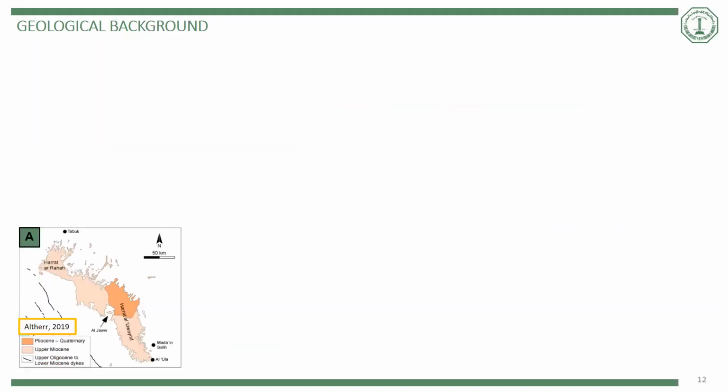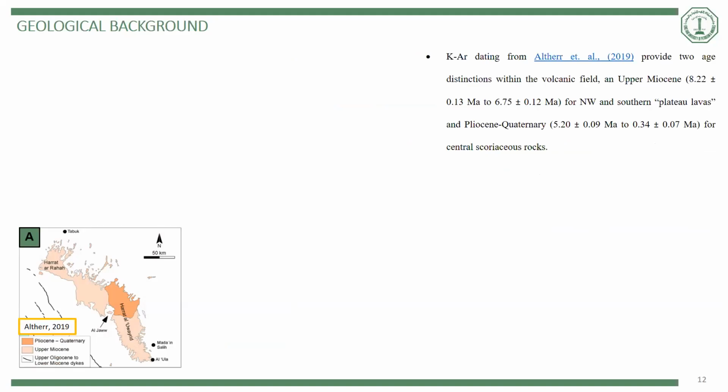So here we have a figure from Alter 2019, and it shows the division of age in the Harrat body of Uwayrid, the light color being the older age, and the dark orange color being the younger age. Potassium argon dating from the author 2019 provided 2 age distinctions within the body of Harrat Uwayrid: Upper Miocene for northwestern and south plateau lavas, as we will see, and Pliocene to Quaternary age for central scoriaceous rock.